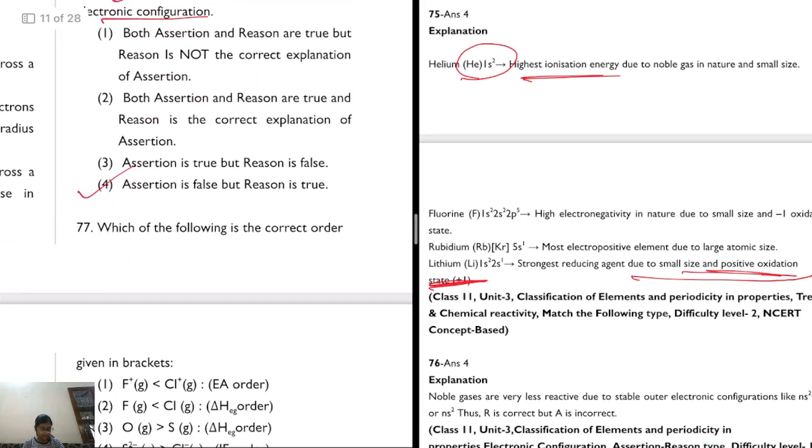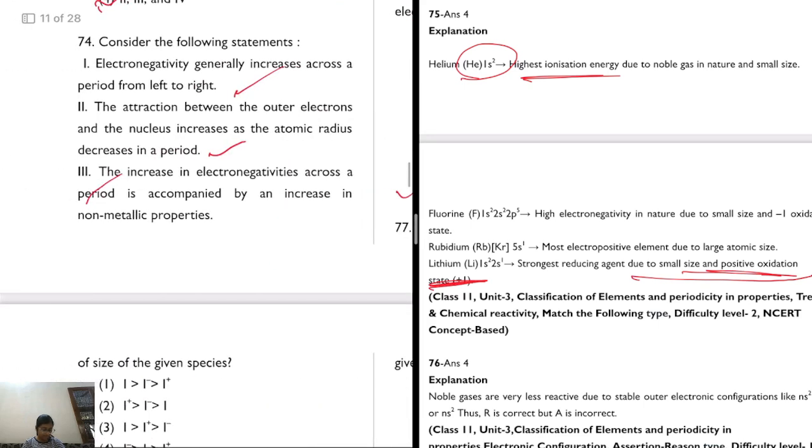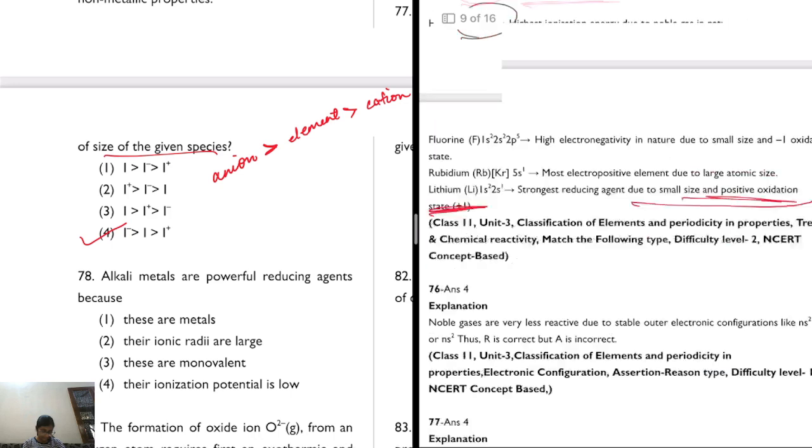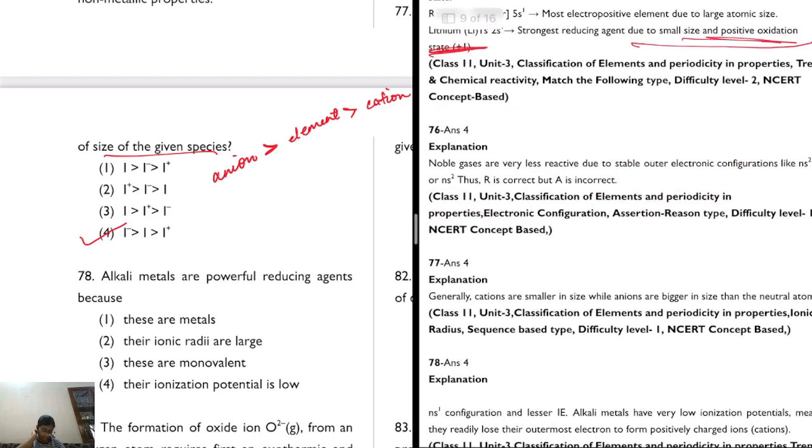Which of the following is the correct order of the given species' size? This is the correct answer. Why? Because any anion will have more size than the element, and the element more than the cation. Okay. So this is the order. Now let's see the next question.